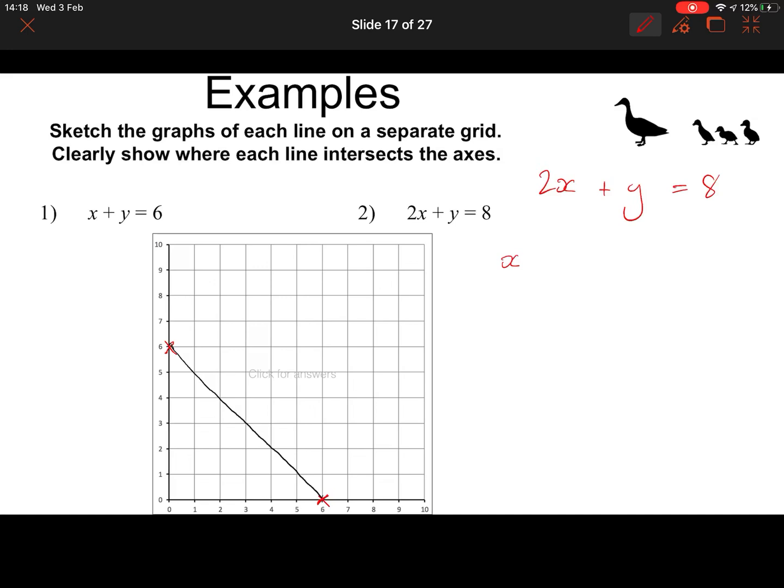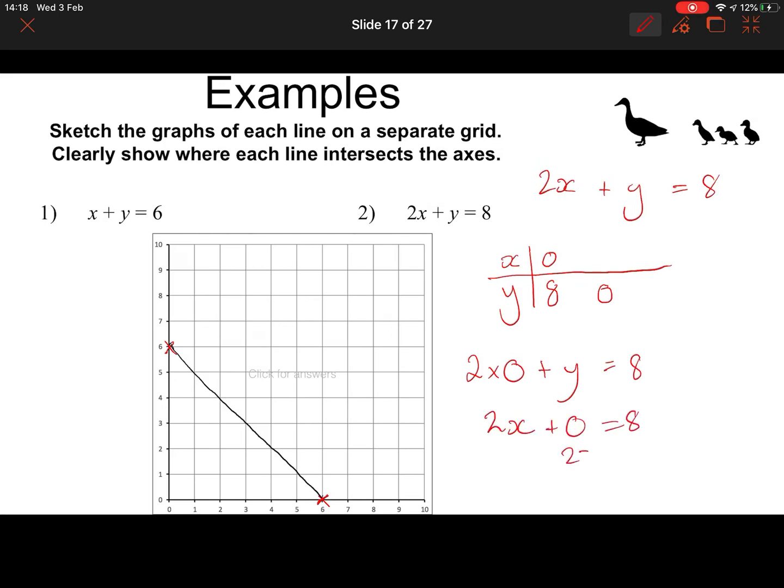Okay, so let's have a look at 2x plus y equals 8. I'm going to choose x to be 0 for one of my points and y to be 0 for my other point. So if x equals 0, I get 2 times 0 plus y equals 8. 2 times 0 is nothing, so y is equal to 8.